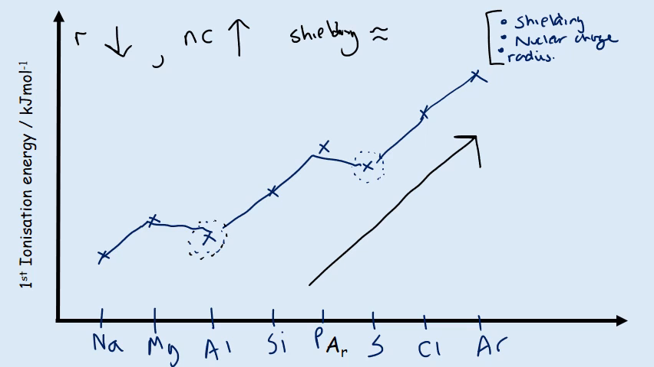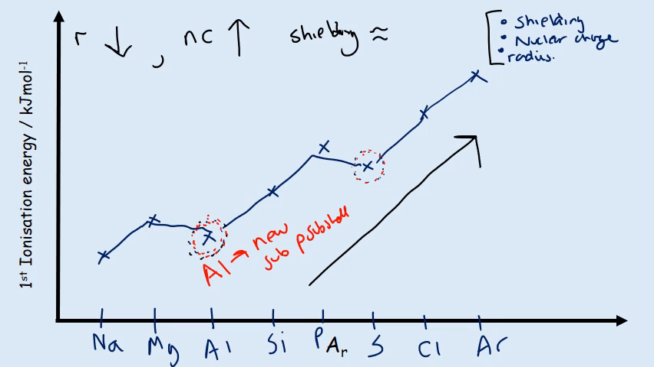So now let's explain why we have this blip. You may wish to pause the video to see if you can remember why you have this blip. But we have this blip here because this is a new subshell. So at aluminium, we've got a new subshell, which is the P subshell. So it's a new P subshell, which is higher in energy and easier to remove. So this is to do with the evidence of the subshells.